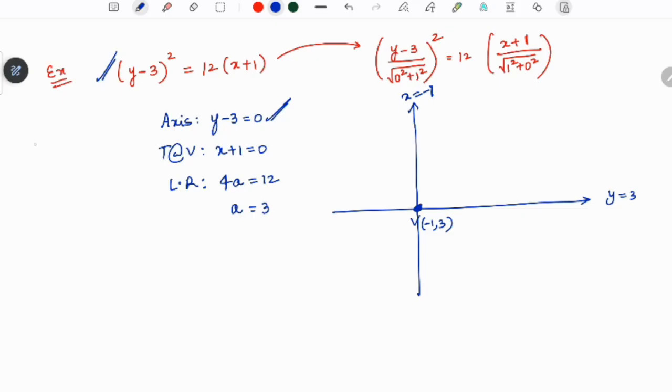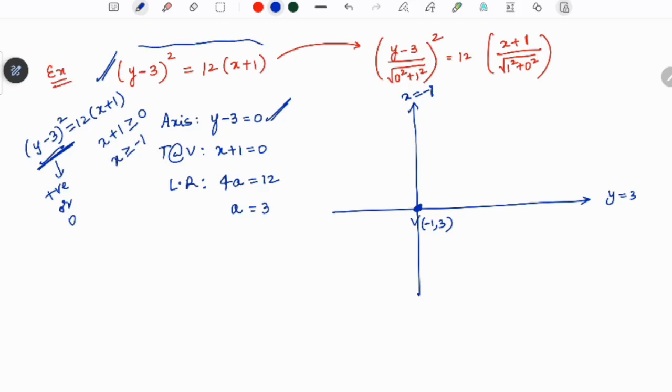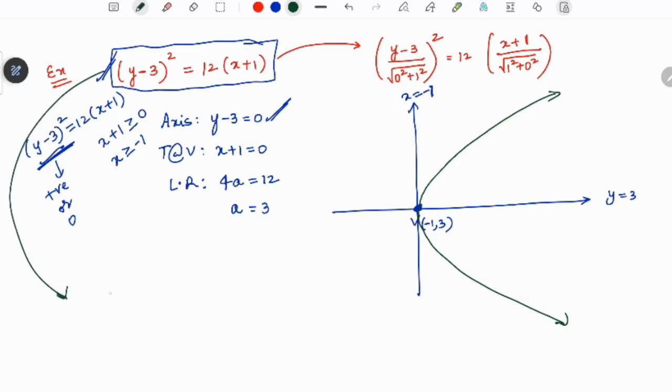Simply put, y minus 3 whole square is 12 times x plus 1. Anything when you square should be positive or 0. It cannot be negative. So that means x plus 1 should be positive or 0. That means x should be greater than or equal to -1. Means x coordinates of any point satisfying this equation will be either -1 or more than -1. That means to the right side of x equal to -1. So the parabola is like this. Otherwise, some people shift the origin and write it as Y square is equal to 12 into capital X. So this is like y square is equal to 4x, a positive, that means opening right, directly like this.